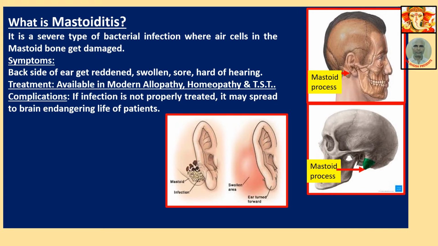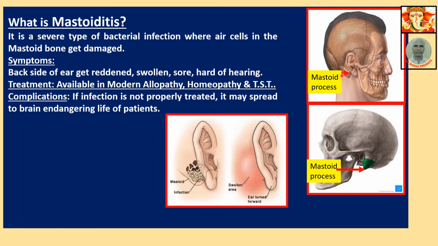What is mastoiditis? It is a severe type of bacterial infection where air cells in the mastoid bone get damaged. Now, the mastoid process, I have not described it before. Note here, just behind the ears, if you put your finger, you will see that there is a hard triangular bone. This is called the mastoid process.